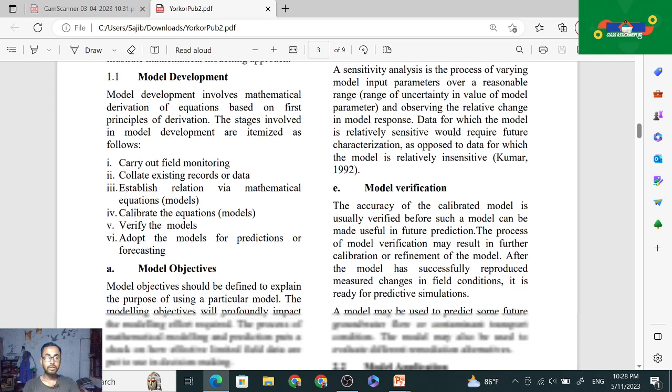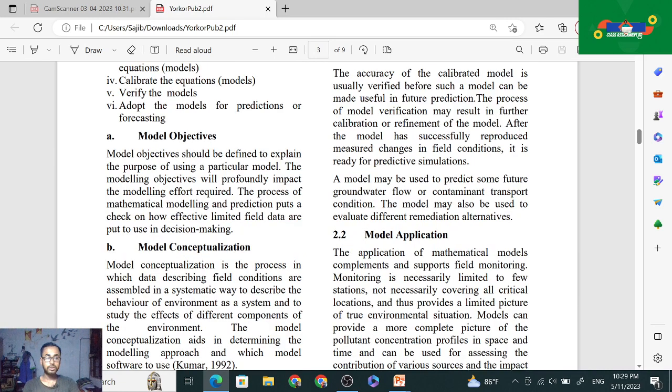Then model objectives এর মধ্যে যেটা আছে, model objectives should be defined to explain the purpose of using a particular model. The modeling objectives will profoundly impact the modeling efforts required and the process of mathematical modeling, and the predictions put a check on how effectively limited field data are put to use in decision making.